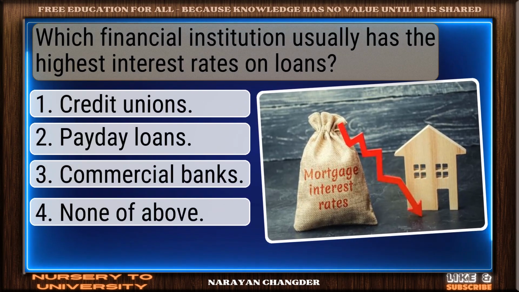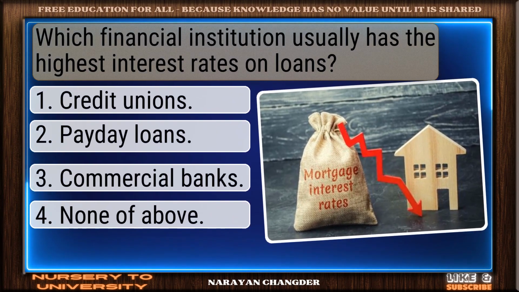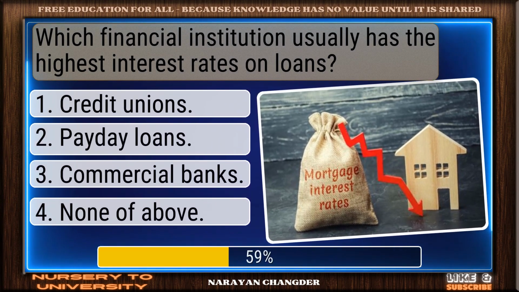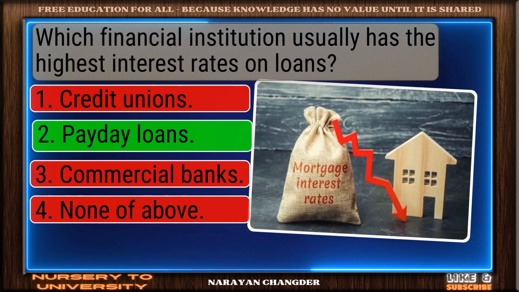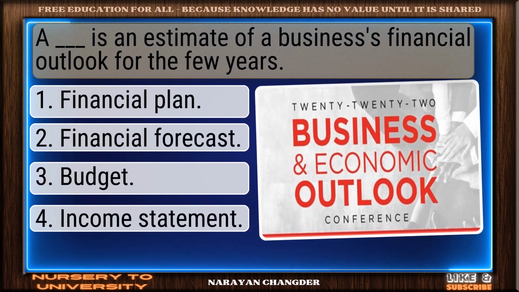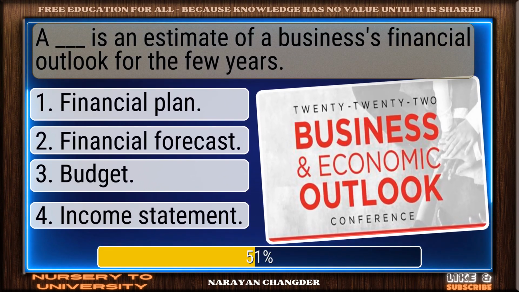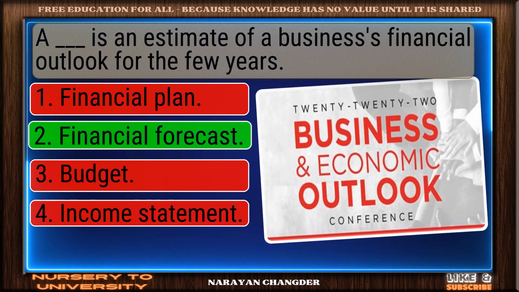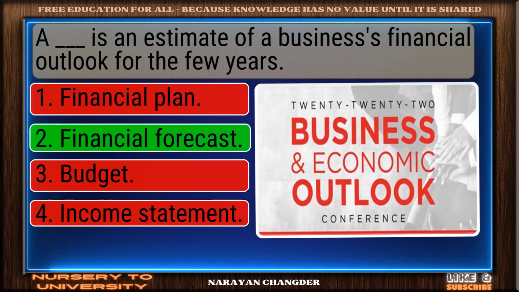Which financial institution usually has the highest interest rates on loans? Smart pick. Payday loans is the correct choice. A dash is an estimate of a business's financial outlook for the next few years. On track. Financial forecast is the correct answer.